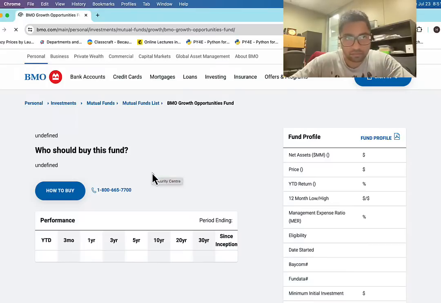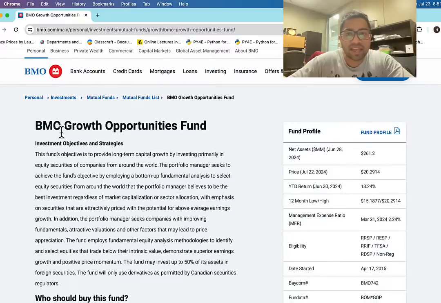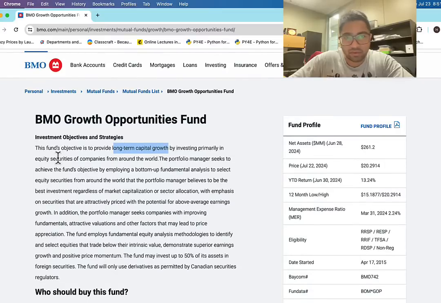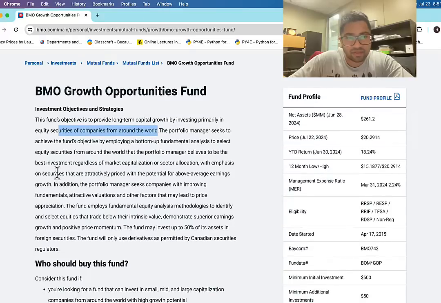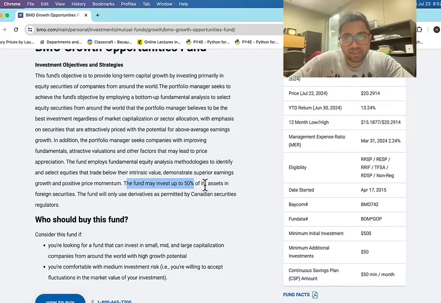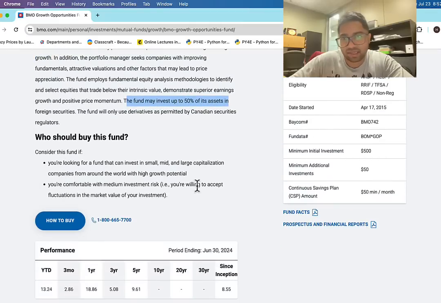Growth funds have higher risk than normal equity funds because they target high risk companies. The objective is to provide long-term capital growth. It invests in companies around the world, so it is also an international fund. Bottom-up fundamental analysis is used, with emphasis on securities that are attractively priced with potential of above average earnings growth. So they're looking for companies that are growing very fast. The fund may invest up to 50% in foreign securities, etc.